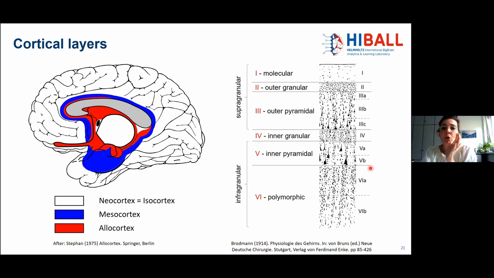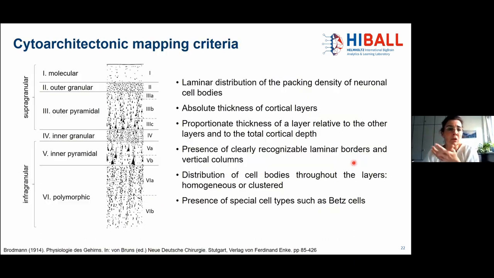Within the isocortex, we distinguish basically six cortical layers, which are designated by Roman numerals. And we can distinguish these layers based on mapping criteria, which have been developed throughout the years by neuroanatomists. Okay, so the criteria that are used are, and I'm basically going from the most important and most relevant criterion to the least one, what this list shows here.